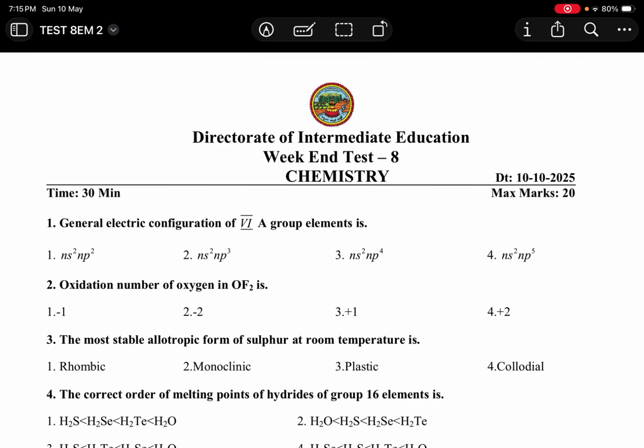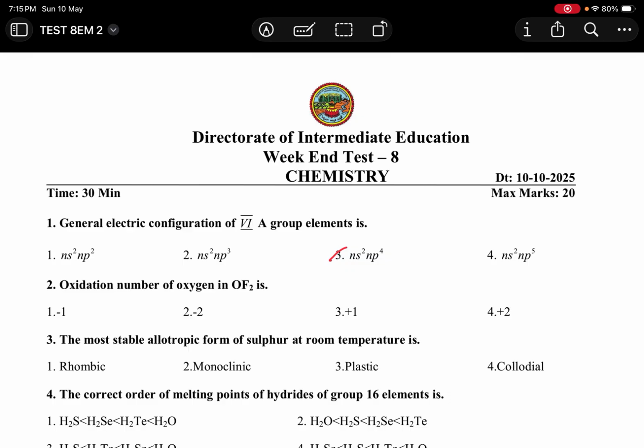In this video, I am going to discuss the multiple choice questions in P block elements, that is 6th group elements, that is the oxygen family. First one: the general electronic configuration of 6th group elements is. 6th group elements means the valence shell contains 6 valence electrons: 1) ns2 np2, 2) ns2 np3, 3) ns2 np4, 4) ns2 np5. 6 valence electrons is present in the third option, so 3 is the correct one.